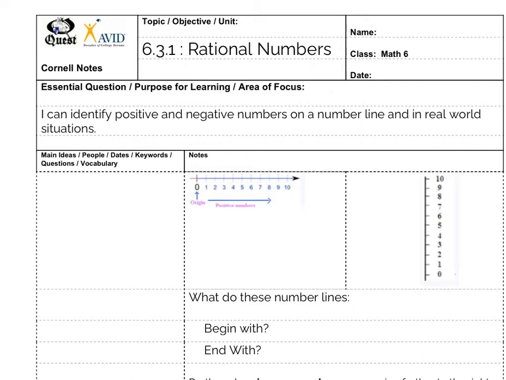So, we're going to start out by saying our essential question. I can identify positive and negative numbers on a number line and in real world situations.